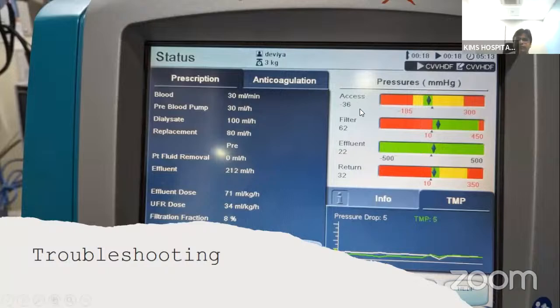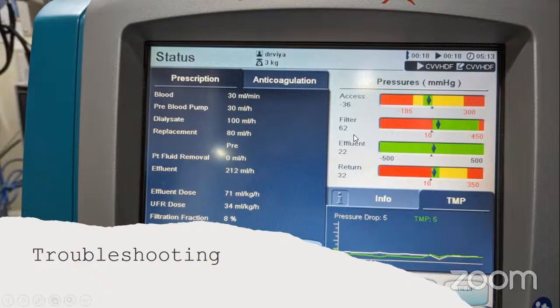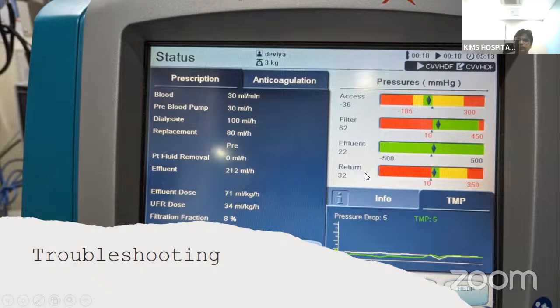So this is the access pressure, this is the filter pressure, and this is the effluent pressure. The amount of pressure required to draw the effluent volume from the filter is the effluent pressure. It can be negative as well as positive depending upon the mode we are using. And this is the return pressure. Return pressure will most of the time be on the positive side. The normal return pressure is between plus 50 and plus 200.